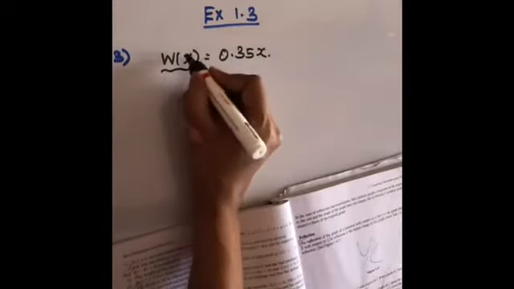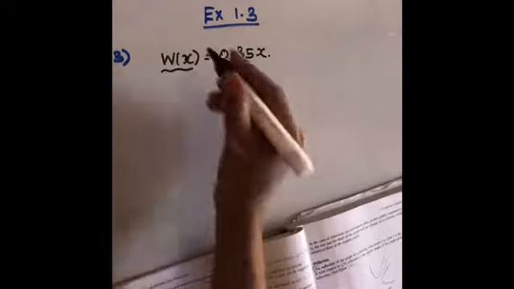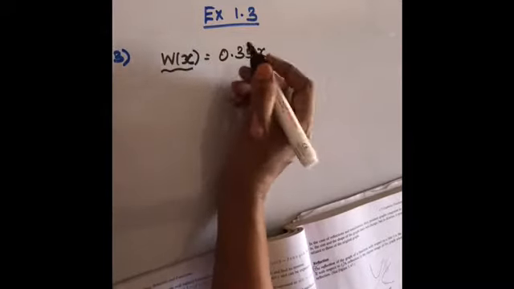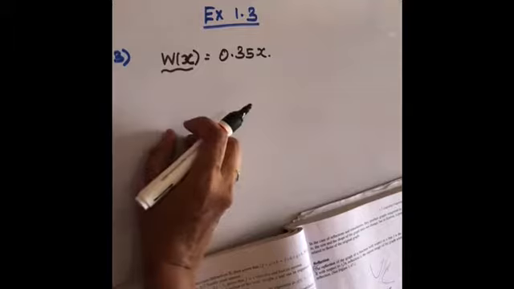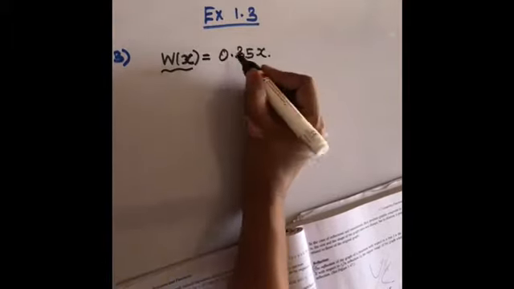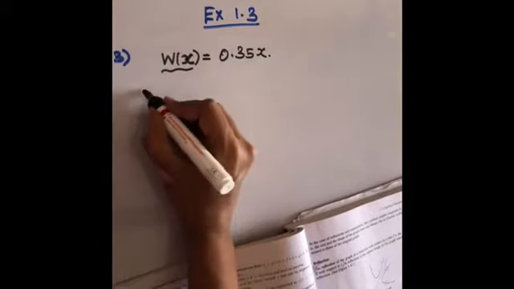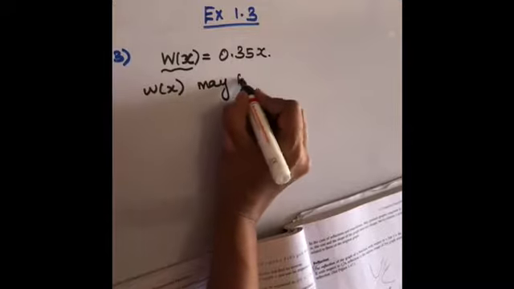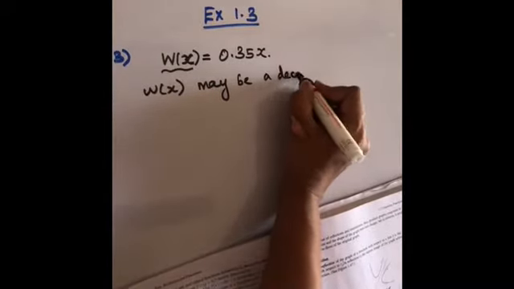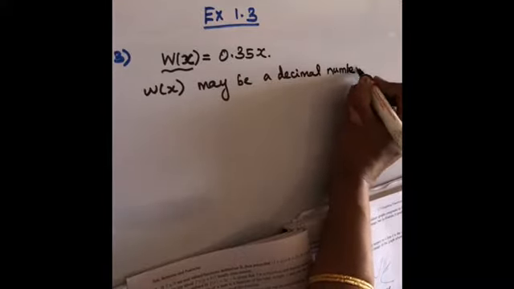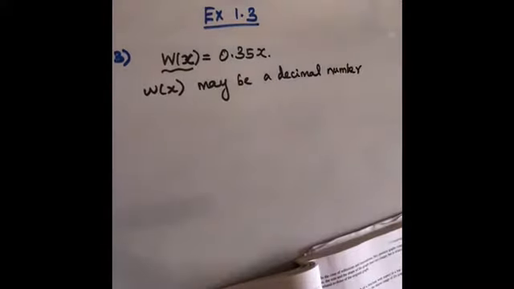So, it is the weight. We couldn't say our weight as an exact integer. It may be a decimal number many times. So W of x, the weight, may be a decimal number as well. It should be a positive number also. We couldn't say our weight in a negative number, right?